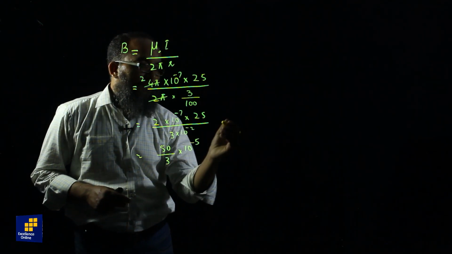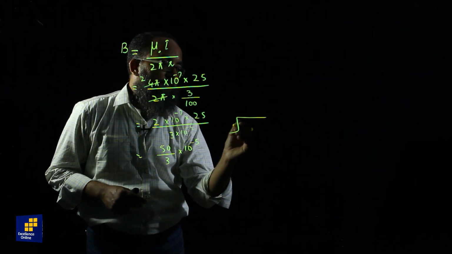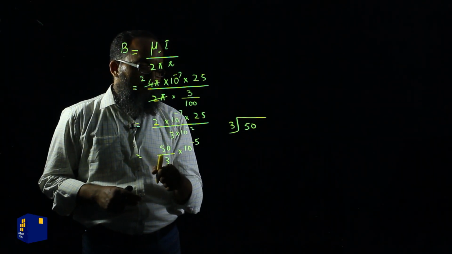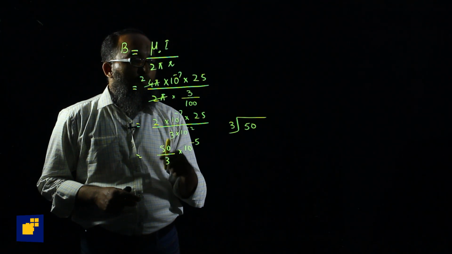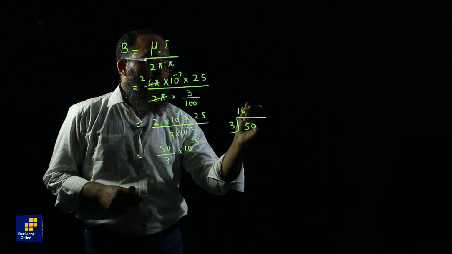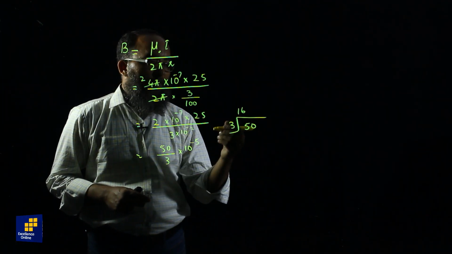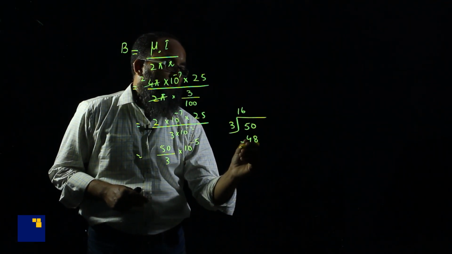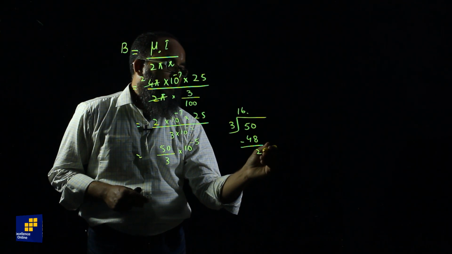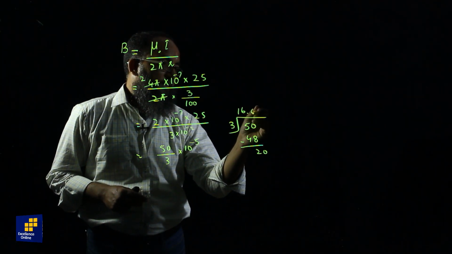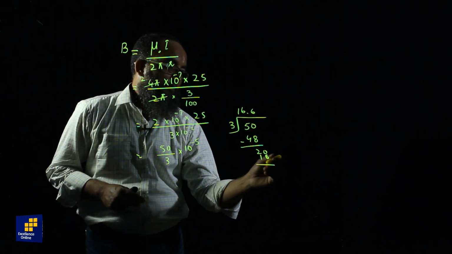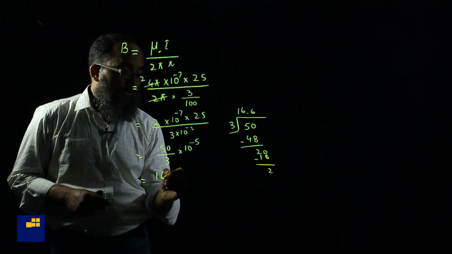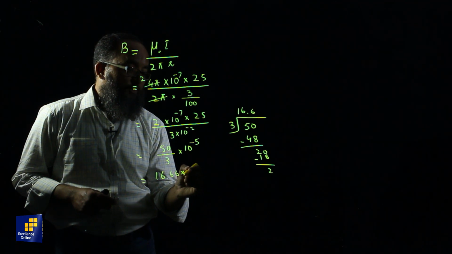If we divide 50 by 3, approximate करें तो 3 16s are 48. But if you want to find exact answer, let's divide 50 by 3. 3 16s are 48. We get 2, put a point here. Again, 3 6 are 18. Okay, the process will continue. It means that we will have answer like 16.66 exponential minus 5.